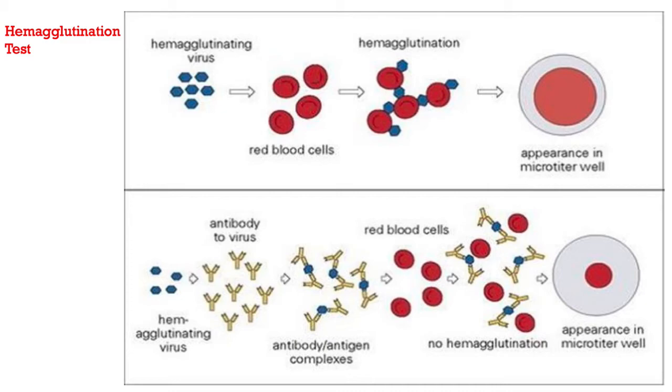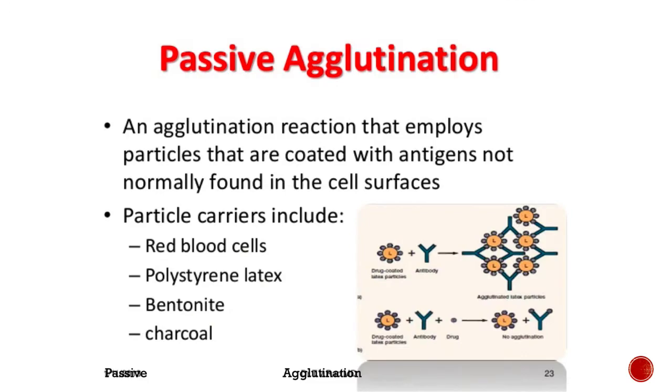Now, passive agglutination. What is the meaning of passive agglutination? It is an agglutination reaction that employs particles that are coated with antigens not normally found on the cell surface. What will be happening here? The drug coats the latex particle and it will be mixed with the antibody, so an antigen-antibody complex will be formed. But if the drug-coated latex particle is joined with the antibody and then the drug is added there, what will happen?